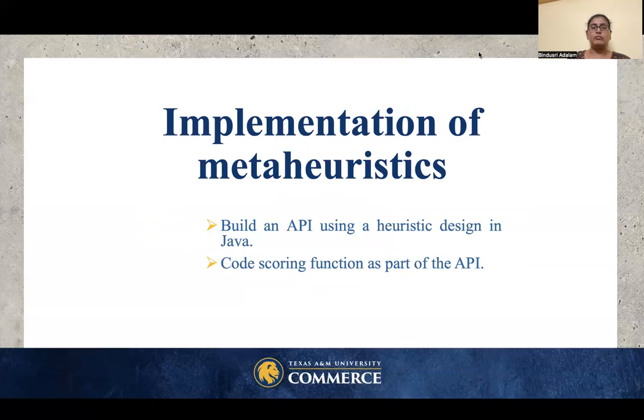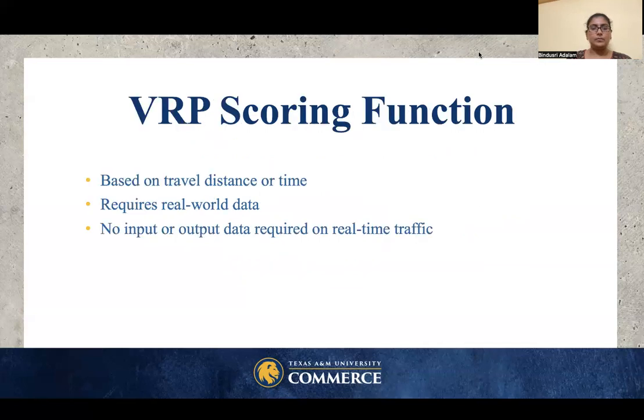Coming to the implementation of metaheuristics, here we can build an API using a heuristic design in Java and code the scoring function as part of the API. Coming to the VRP scoring function, it does not really matter whether we optimize for the fastest or shortest route. In both cases, you have to get the number based on the length and type of route connection between the points in the entire route.